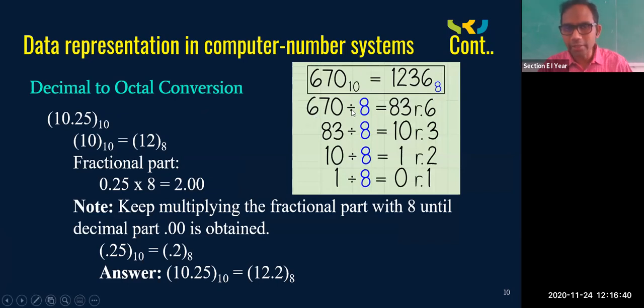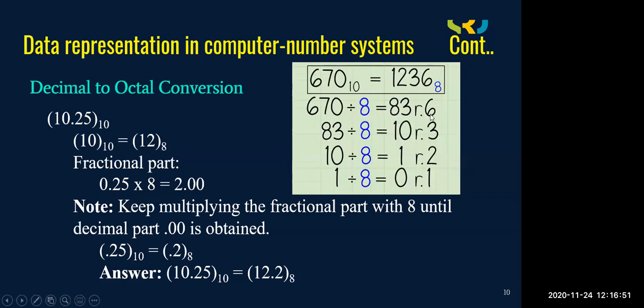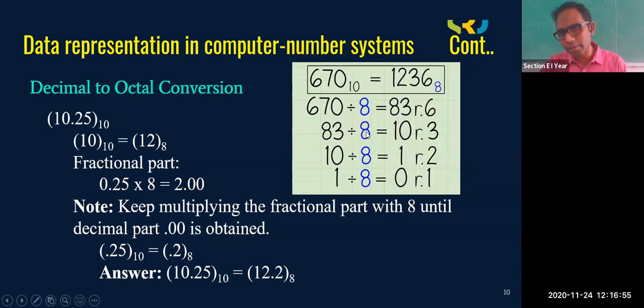Then start dividing. You can do LCM or you can do division also. Both are the same. We are taking the remainder as well as the quotient. 670 divided by 8, 83 is the quotient part. 6 is the remainder part. Leave the 6 here. Take the quotient 83. Again divide 83 with 8. 8 tens are 80, 3 as the remainder. Leave the remainder here. Take the 10 again.